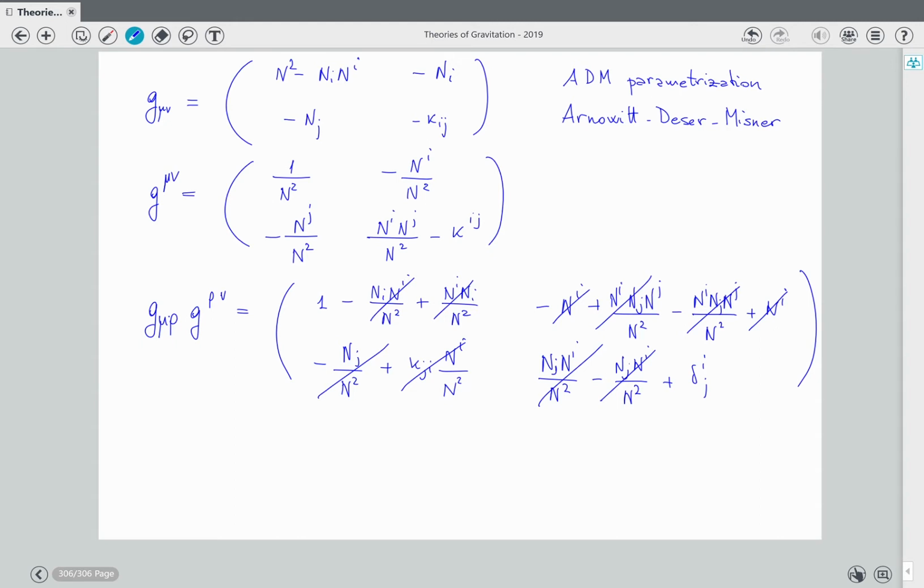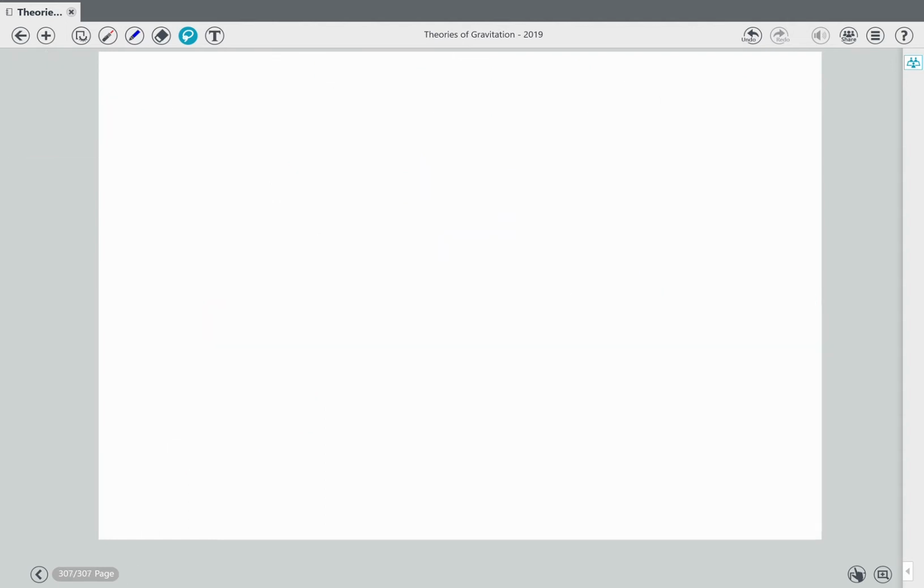What remains is to compute the square root of minus g, which we need to write the boundary term, and that is equal to N times the square root of k, which is the determinant of the space block there. This can be shown as follows.